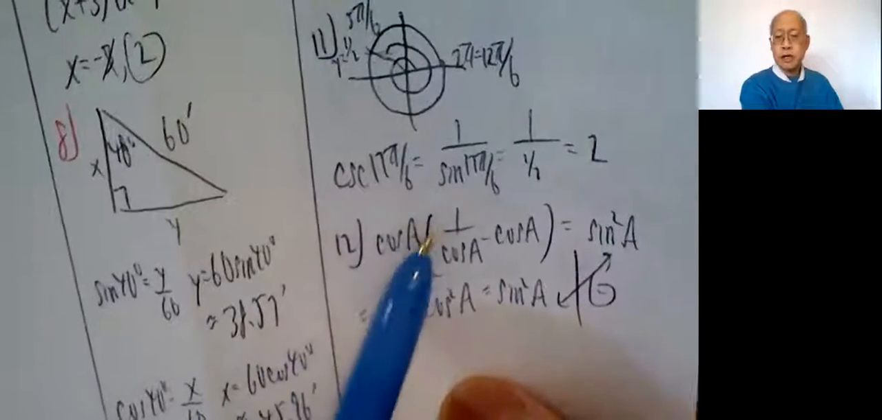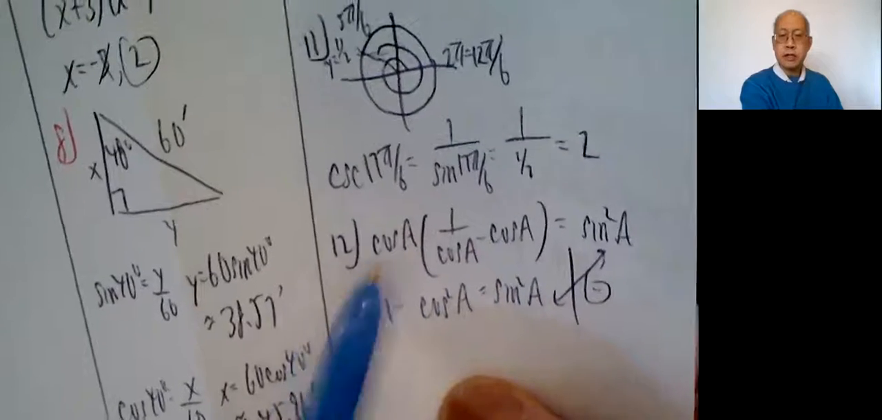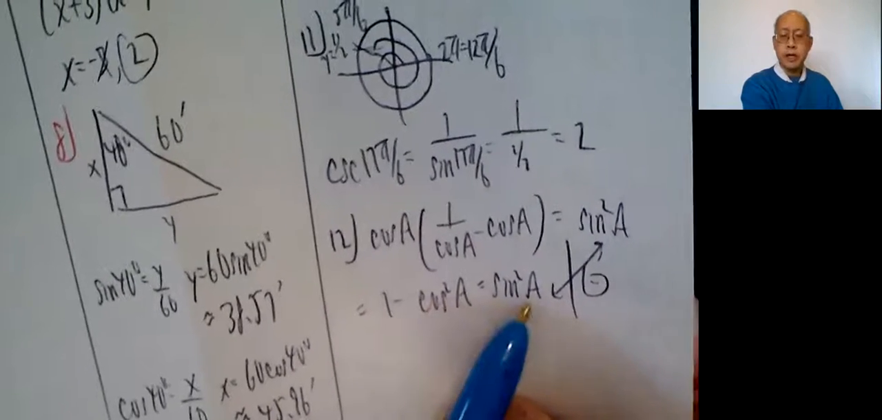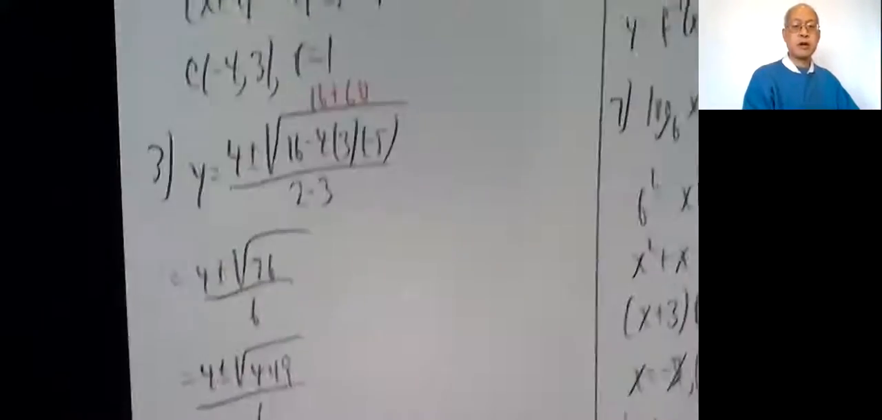Number 12, cosine of secant A is 1 over cosine A minus cosine A. Draw my line here. Distribute: 1 minus cosine squared of A, sine squared of A. So it matches. And by focusing real quickly for this page.